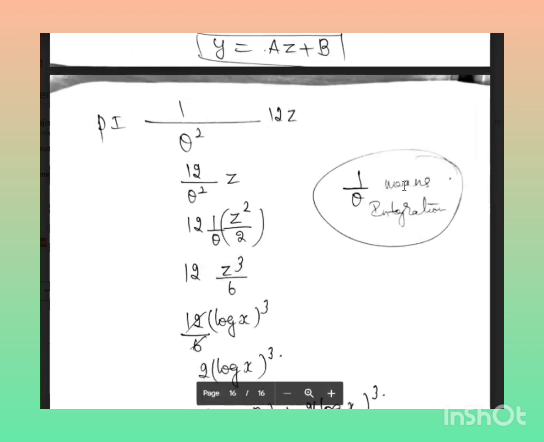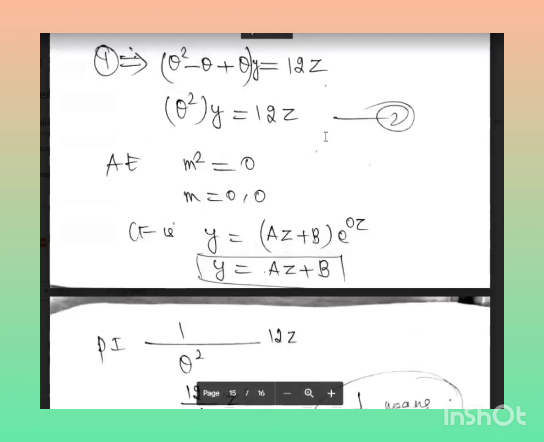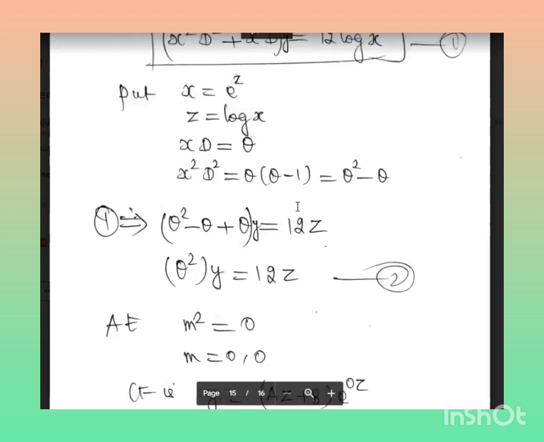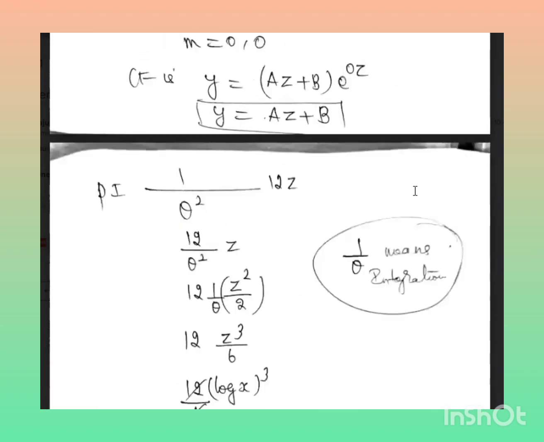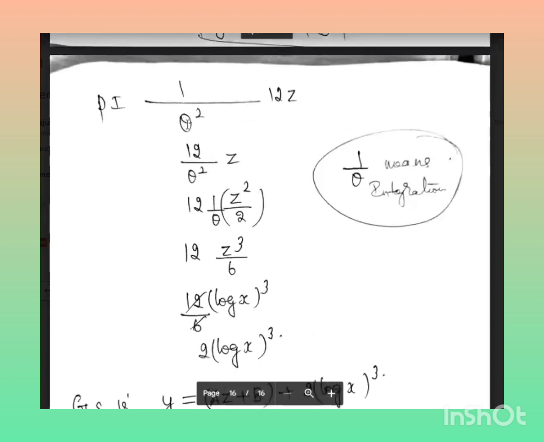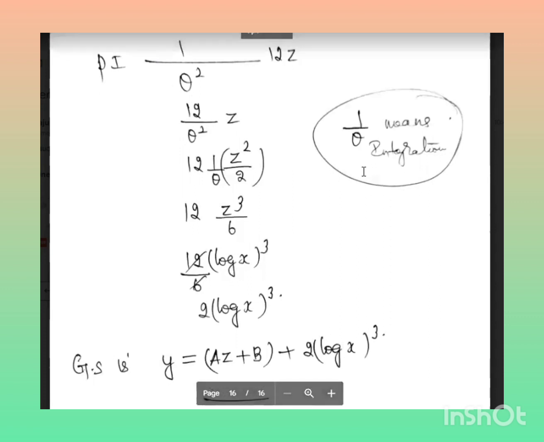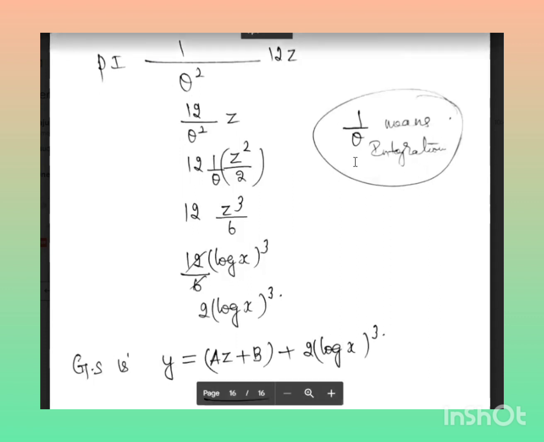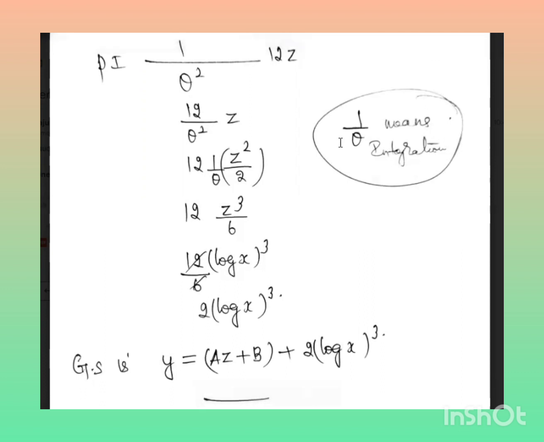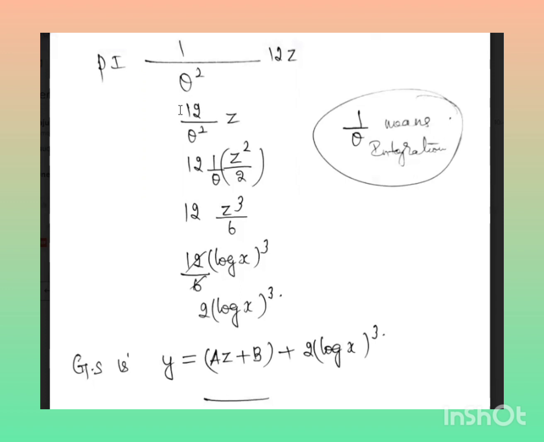The particular integral is 1 divided by theta square of 12, because here it is 12 log x. For log x, you have to substitute z. So 12z. So 1 divided by theta square, 12z. What is 1 by theta? It means integration, one time integration. 1 by theta square is 2 times integration. So 12 divided by theta square into z.